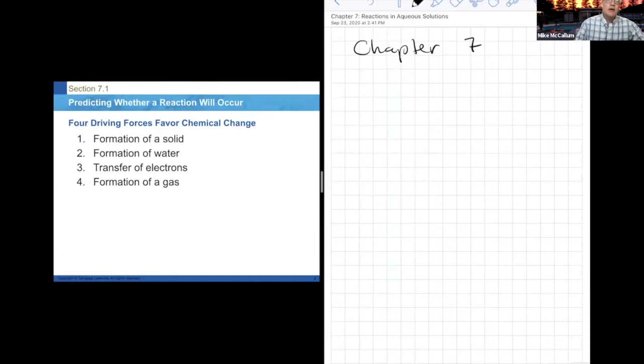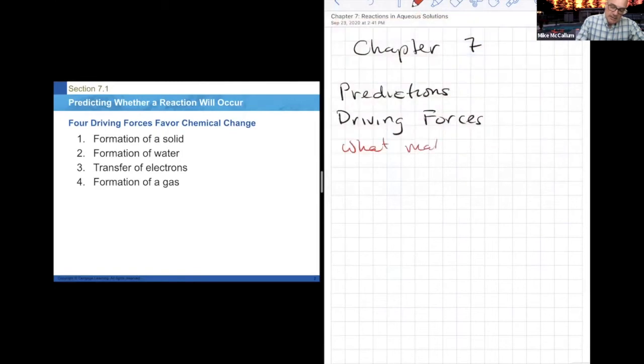So let's talk about predictions or driving forces, right? So in other words, what makes a reaction happen? Later on, when you learn some basic thermodynamics, we'll have different words for this, some more specific words like spontaneity, entropy, free energy. But for now, we're just going to talk in general terms.